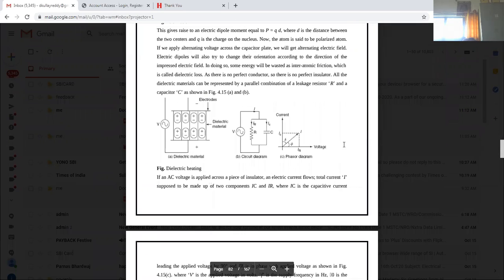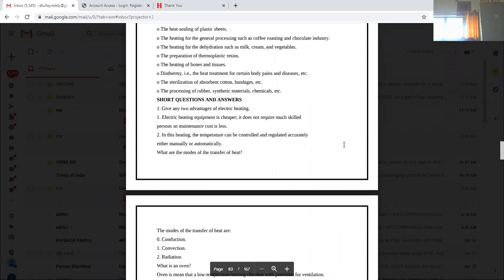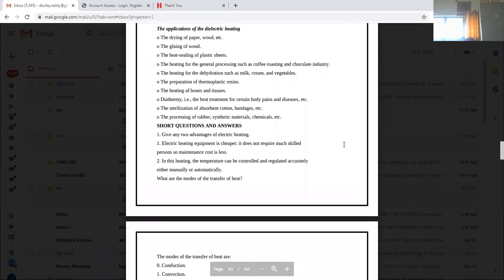What type of questions are asked for this unit, short answer or long answer? What are the advantages of electric heating? Compared with other heating methods, electric heating has very low losses and is cheaper. The equipment is cheaper, it does not require skilled persons, and the temperature can be controlled regularly, manually or automatically.